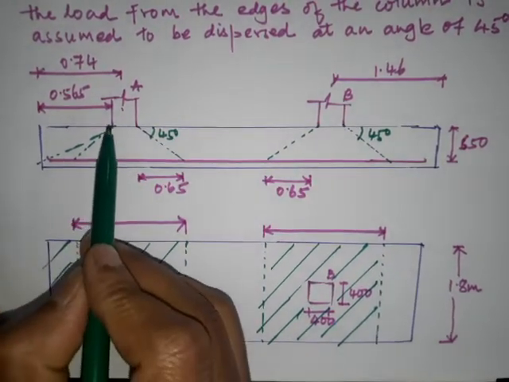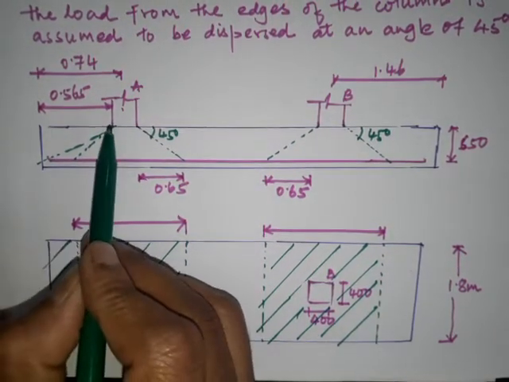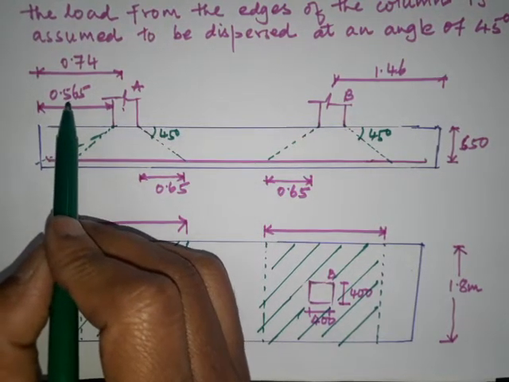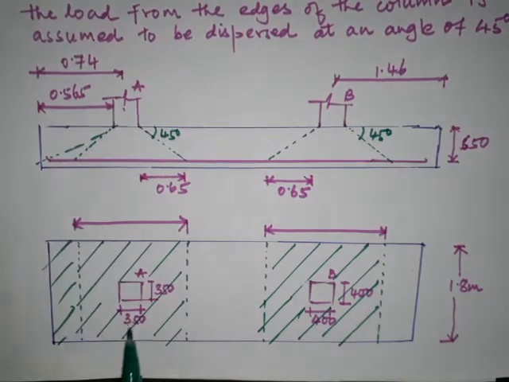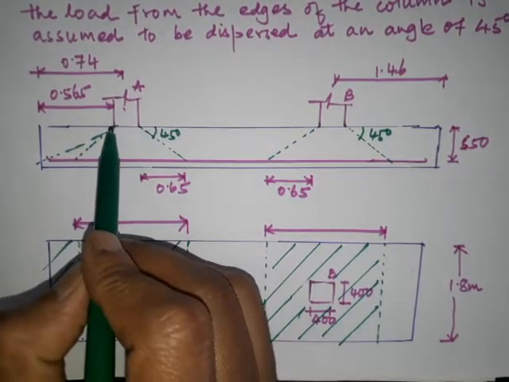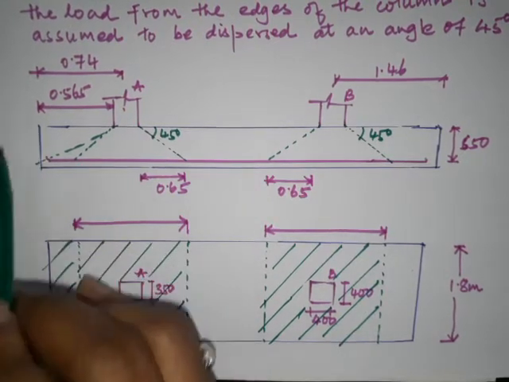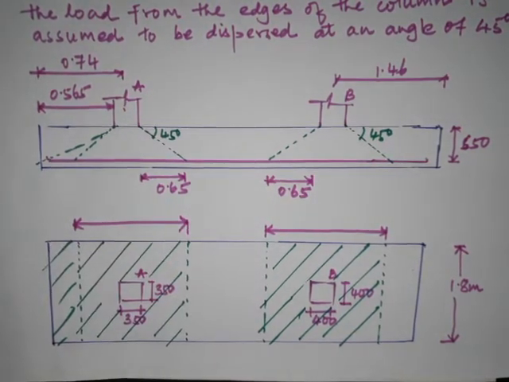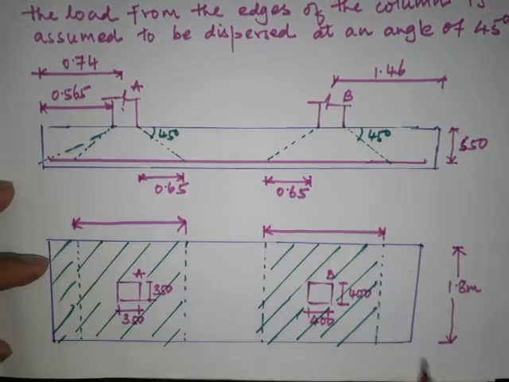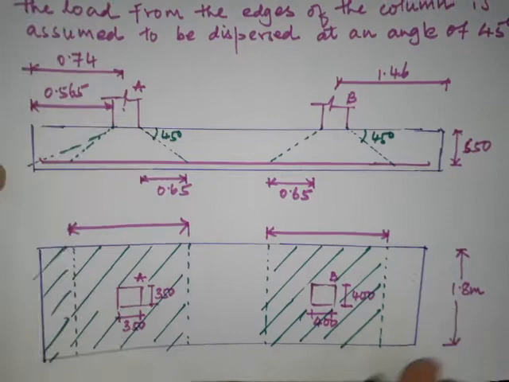Because I want 0.65, but it is available only how much? 0.565, available is only 0.565. So what do you do? How can you calculate 0.65 plus 0.35 plus 0.565? The width of the strip under column A, I'll write here, I'll just show you.